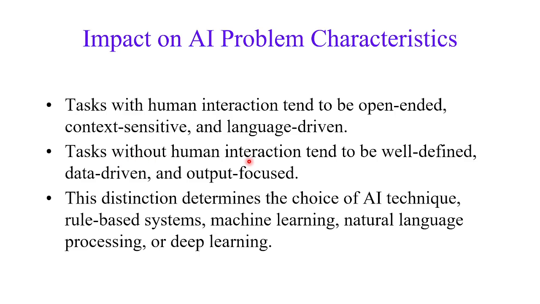Tasks that do not involve human interaction tend to be well defined, with clear input, clear process, and clear output. And they are data driven. The AI operates purely on numerical or structured data, and it is output focused. The final result is what matters. So, this distinction directly determines the choice of AI techniques.